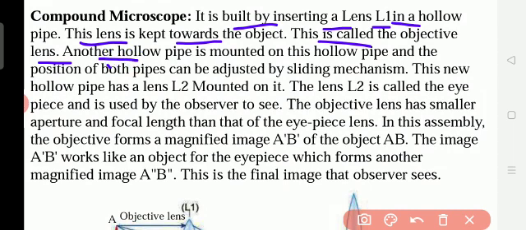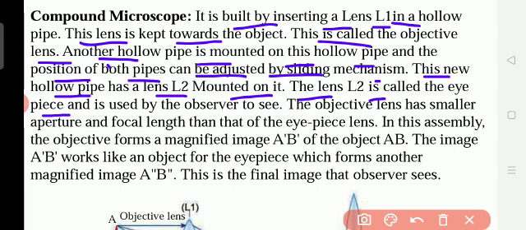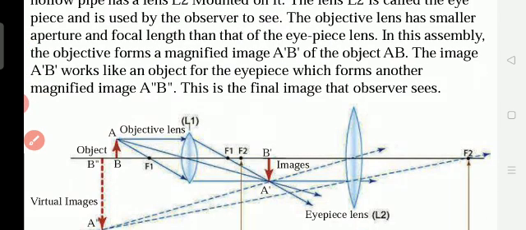Another hollow pipe is mounted on the first hollow pipe, and the position of both pipes can be adjusted by a sliding mechanism. This new hollow pipe has a lens L2 mounted on it. The lens L2 is called the eyepiece. When we look in the microscope, the lens near our eye is the eyepiece, that is lens L2, and lens L1 will be down.